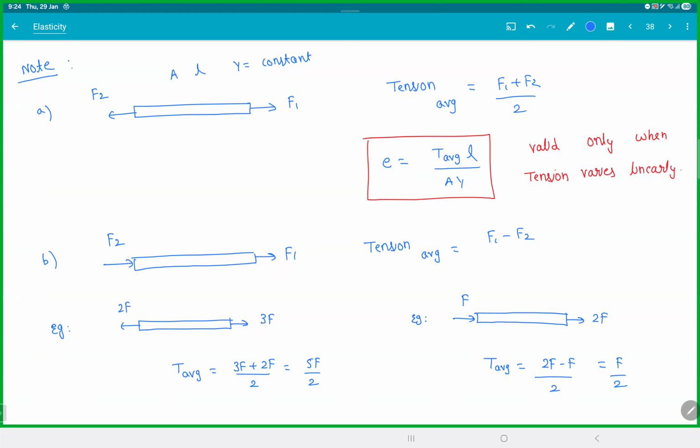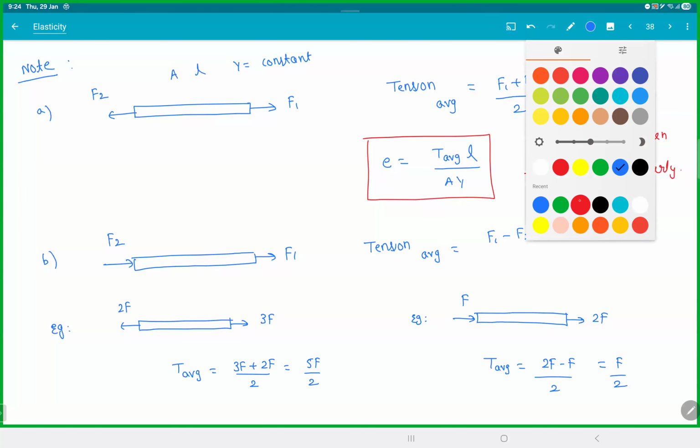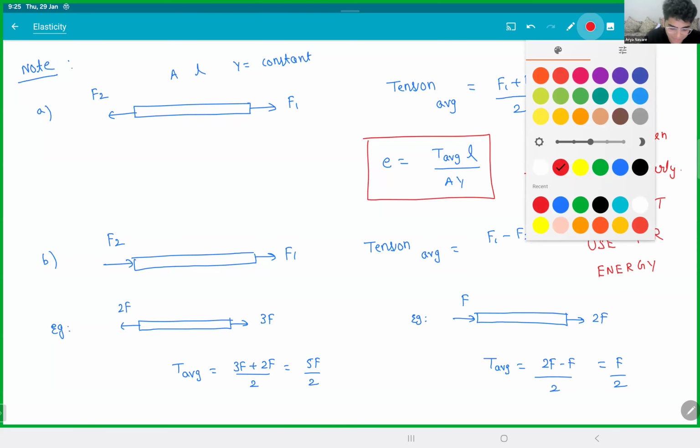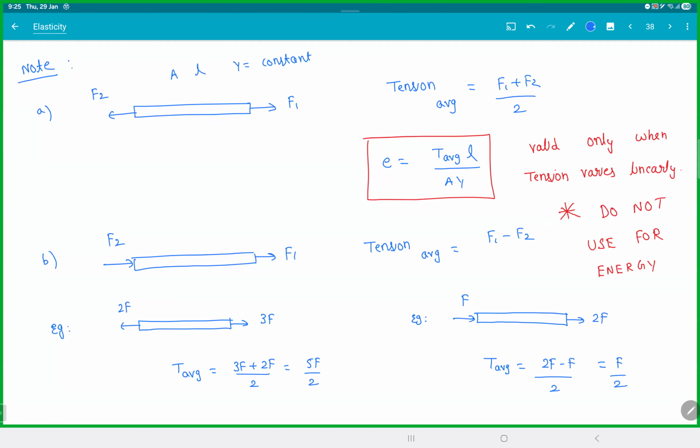It works only for this, don't use it for energy. Because energy is a T square function. Sir, I think dividing by 3 factorial works. Okay, yes, how many formulas will we make like this now.